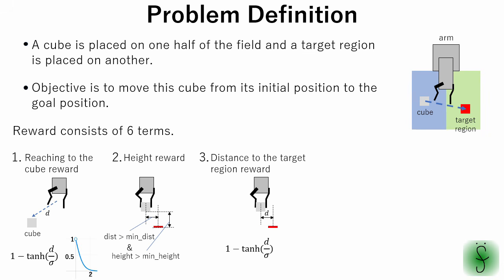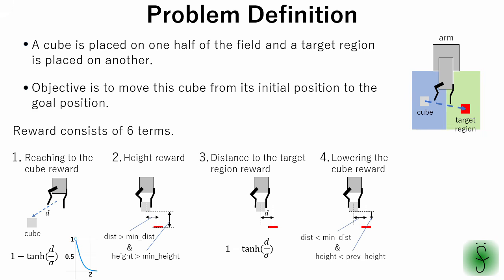The third reward is responsible for guiding the cube to the target region. It is also inversely proportional to the distance between the cube and the target region. The fourth reward is given if the distance between the cube and the goal region is within minimal distance and the current cube height is smaller than the previous cube height. This reward encourages the arm to lower the cube when it is close enough to the target region.